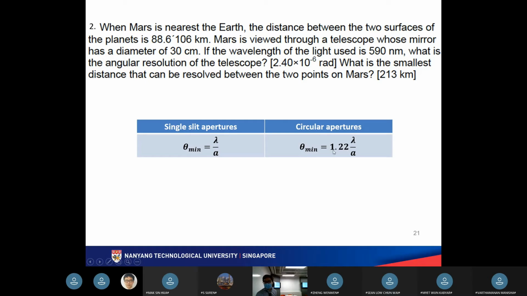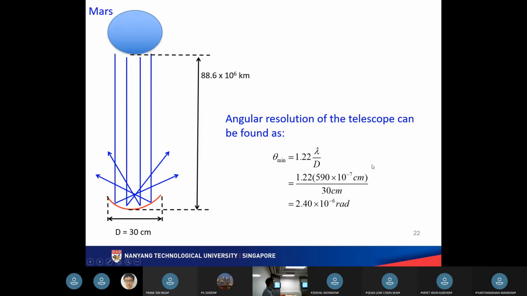You write down this equation, lambda is given as 590, A is also given, diameter 30. So all the parameters are already known in this equation. You can directly calculate the angular resolution. Although resolution is actually a difficult topic and quite confusing, what I mean is that in the final examination, we normally ask you to directly apply the formula.